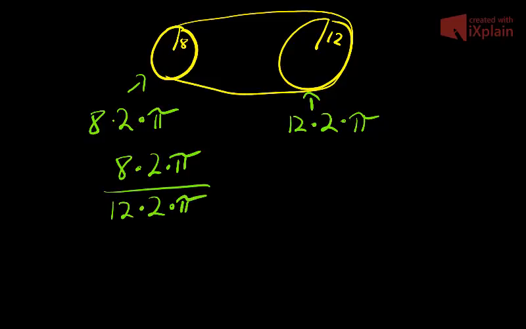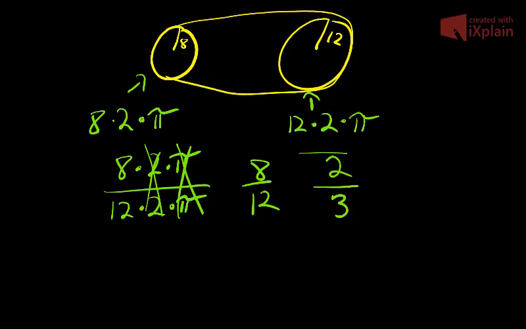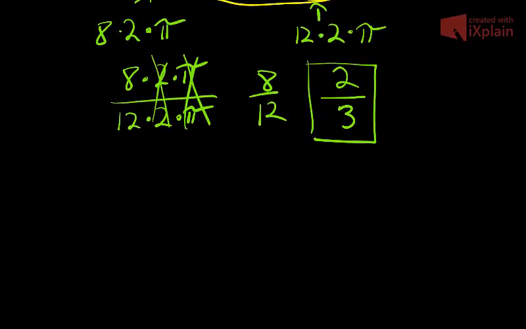I have something on top and on bottom, so I can cancel out my pi's. I can cancel out my 2's, and I end up with 8 over 12. I can simplify that a little bit, dividing the top and bottom by 4. I end up getting 2 divided by 3. So the ratio of my pulleys is going to be 2 to 3.